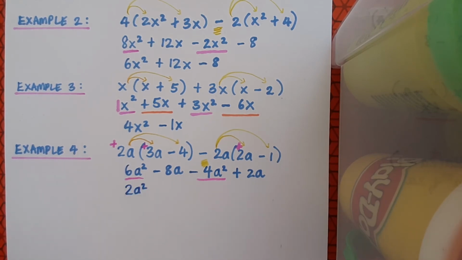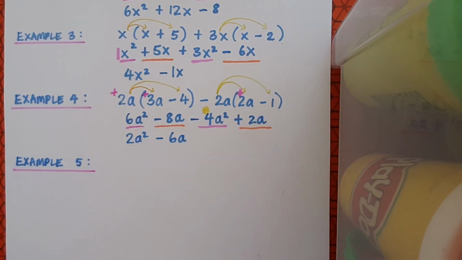And then I have minus 8a and plus 2a, which are also like terms. And again, if you need to use the calculator for this, you can. So minus 8 plus 2, that's going to give me minus 6a. And now I've simplified as much as I can because I don't have any like terms left. So that's the solution at the end of example 4.